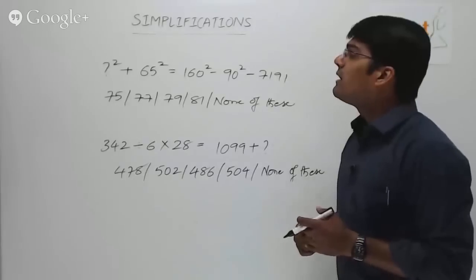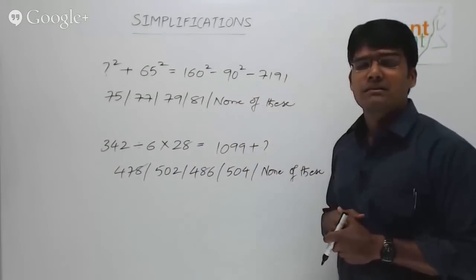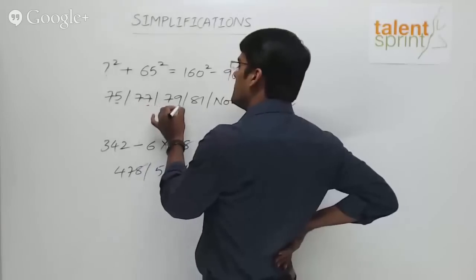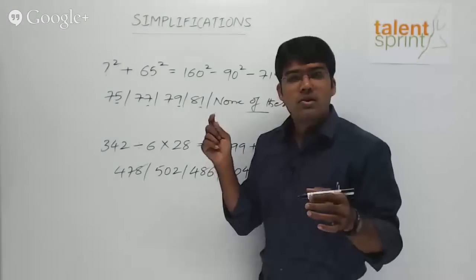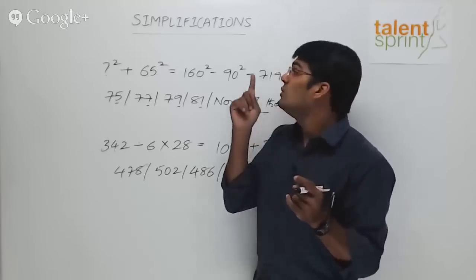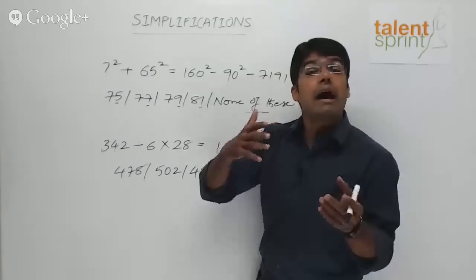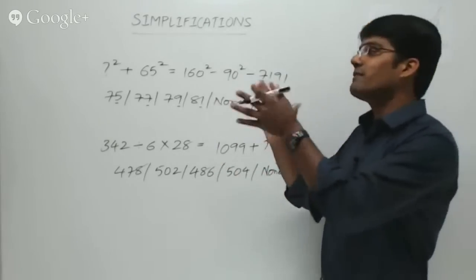But then just look at the options: 75, 77, 79, 81, none of this. What I observe here is all the options are ending in different unit spaces. None of this anyway is not known to us, but then 5, 7, 9, 1. So if at all I am able to work out the unit space of the question mark, if I am able to decide what will be the unit space of the question mark, I will be able to mark the answer directly. Avoid none of this for some time. Just look at the first four options.